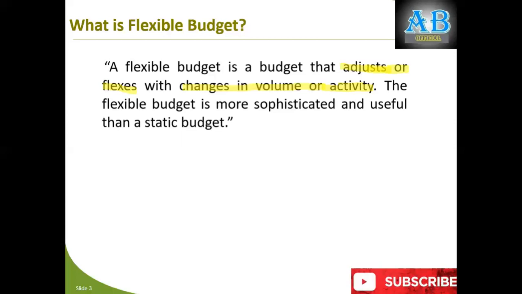It will flex, it will adjust with the changes in volume or activity. So it means flexible budget is more sophisticated and useful as compared to static budget, which remains constant on a single activity level. Because by making changes in your budget figures, by having different activity levels, you can incorporate different scenarios for your planning. Okay?